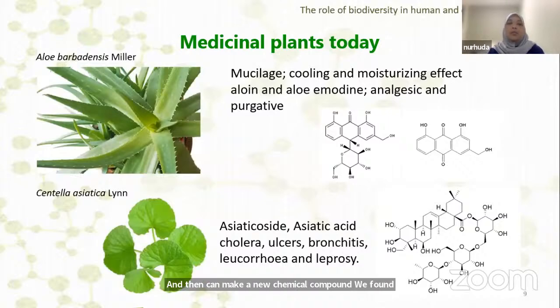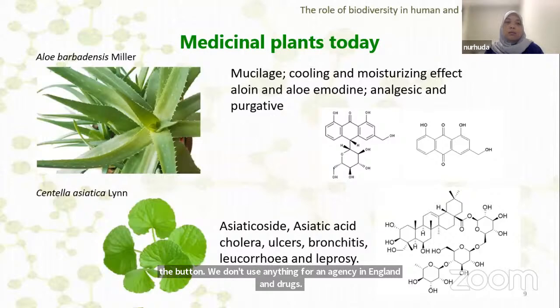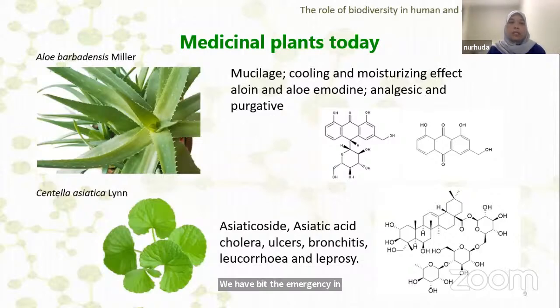These are analgesic and purgative, but we don't use aloin for analgesic in modern drugs yet. We have better analgesics in the market now, but aloe-emodin is used for purgative treatment. Okay, and then Centella asiatica, this is pegaga. It has asiaticoside and asiatic acid, and previously people believed that it can be used for cholera, ulcer, bronchitis, leukorrhea, and leprosy, but there is no evidence that this works.